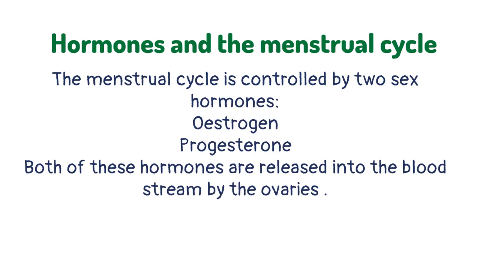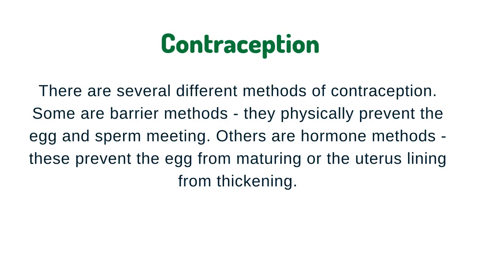The menstrual cycle is controlled by 2 sex hormones, estrogen and progesterone. Both of these hormones are released into the bloodstream by the ovaries. There are several different methods of contraception. Some are barrier methods. They physically prevent the egg and sperm meeting. Others are hormone methods. These prevent the egg from maturing or the uterus lining from thickening.